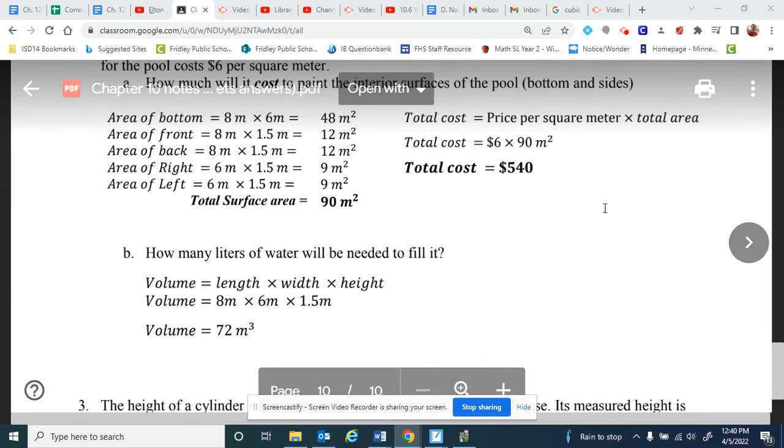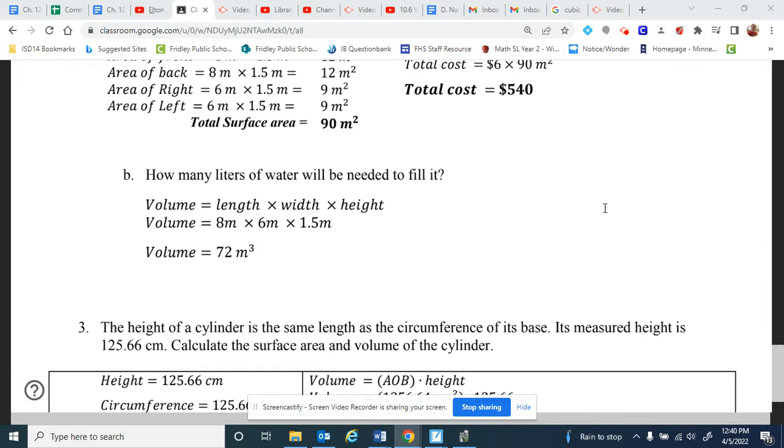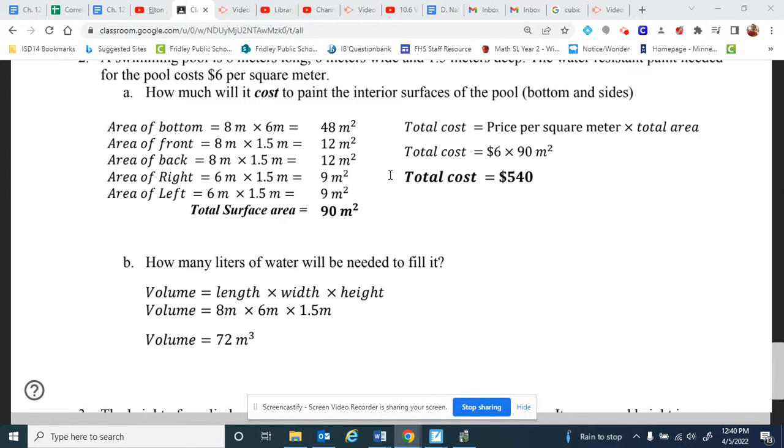All right, here's video 2 on lesson 10.7. Inside of this video, I'm going to finish up our pool problem. So earlier we calculated the surface area on the pool. The next question is how many liters of water will be needed to fill the pool?